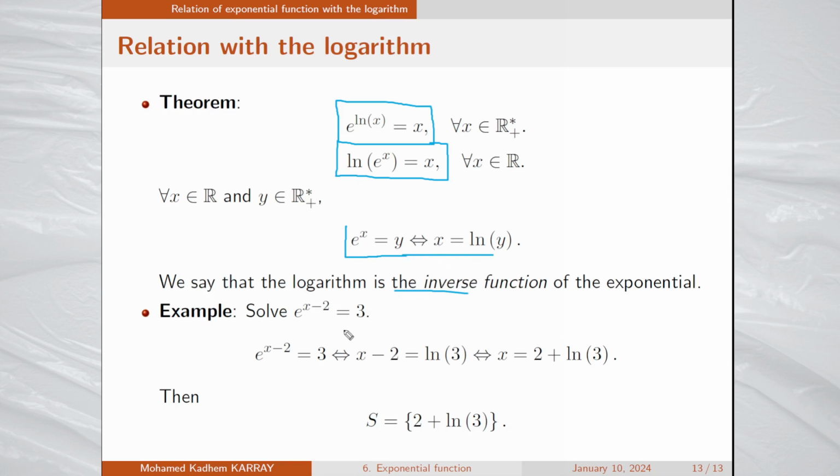Here's an example of application of these properties. Assume that we have to solve this equation here with exponential. So we start from this equation. We apply the logarithm in both sides. So for the first term here, the logarithm of the exponential of x minus 2 equals x minus 2 by this property here. And on the right side, we have a logarithm of 3. So we get the value of x equal to 2 plus logarithm of 3. So the set of solutions is the singleton 2 plus logarithm of 3.